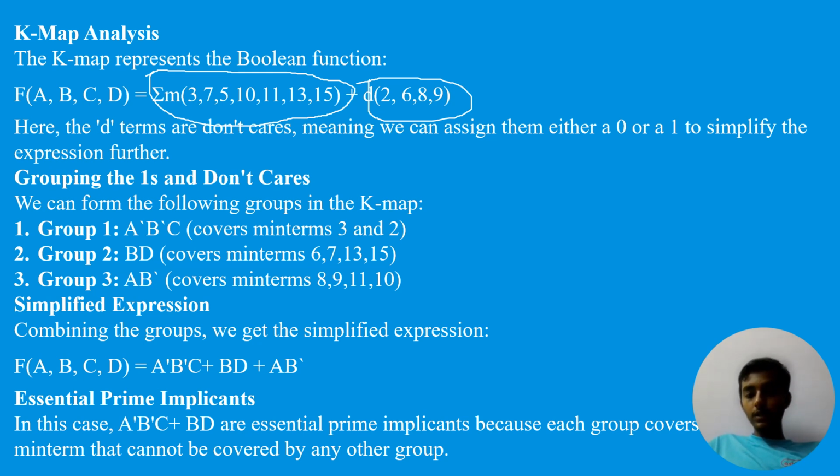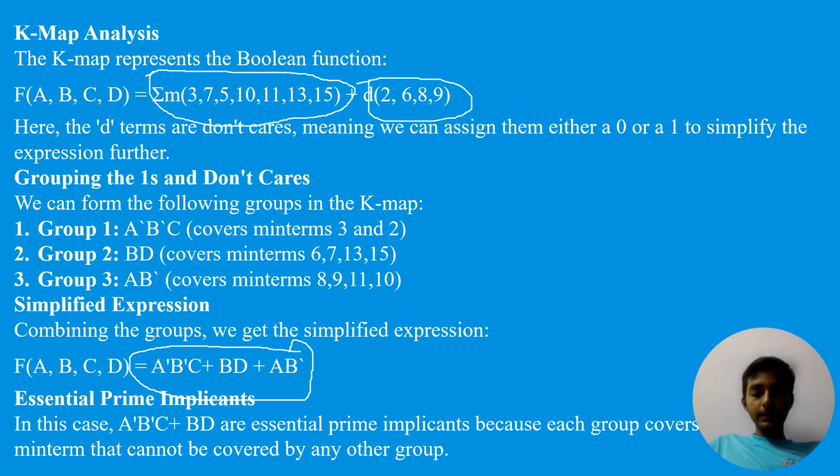Grouping the ones and don't care conditions, group 1 is A bar, B bar, C. It covers the minterms 3 and 2. Group 2 is BD, it covers the minterms 6, 7, 13, and 15. Group 3, A B bar, covers the minterms 8, 9, 11, and 12. After combining these groups, we get the simplified expression A bar B bar C plus BD plus A B bar.